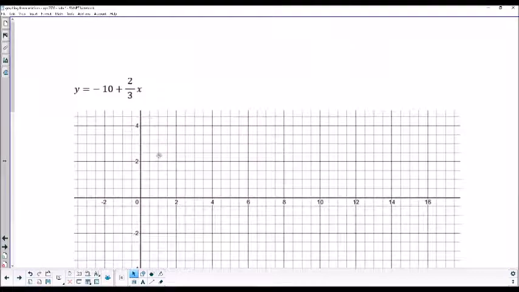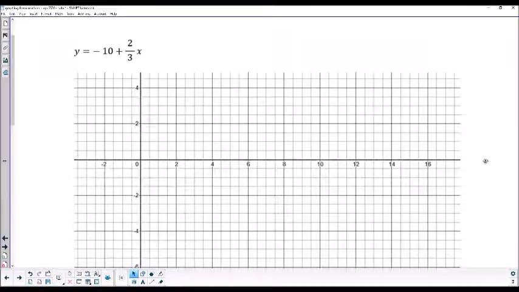Moving right along, now we've got -10 plus 2/3 x. Again, same sort of idea. What I'd like you to do is pause the video and see if you can graph this on your own. Take a look at the equation and determine what the y-intercept is and where it is, and what the slope is. Starting with the y-intercept, how would you get to the next point on the line, and then draw the graph.